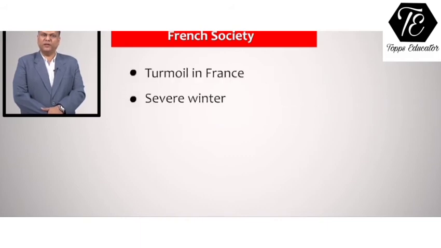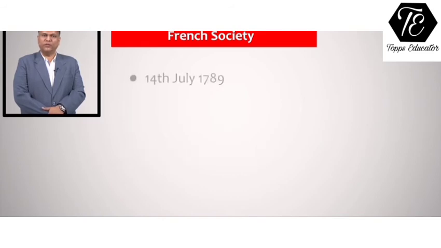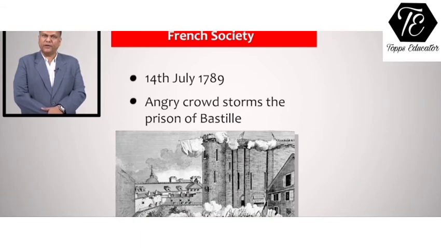While the National Assembly was busy at Versailles drafting a constitution, the rest of France seethed with turmoil. A severe winter had meant a bad harvest. The price of bread rose. At the same time, the king ordered troops to move into Paris, and on the 14th of July, an angry, agitated crowd stormed and destroyed the prison or fort of the Bastille.